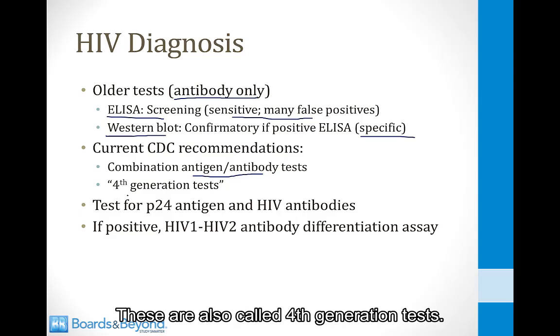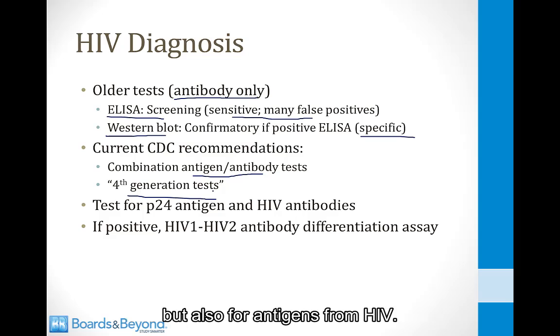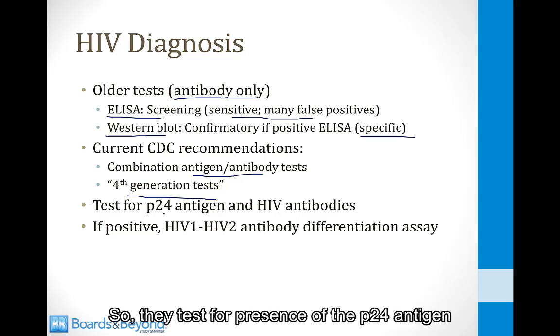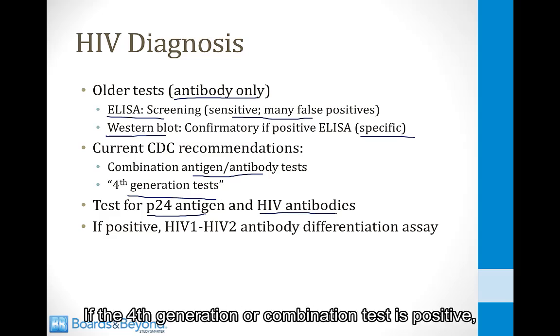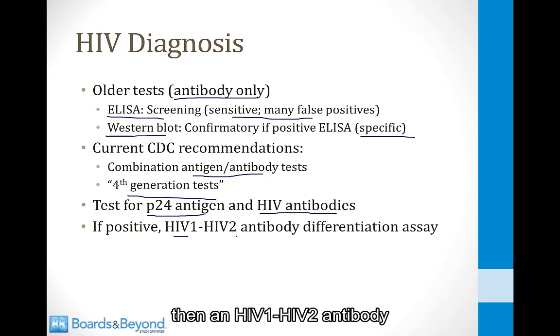These are also called fourth-generation tests. These tests look not only for antibodies but also for antigens from HIV, so they test for presence of the P24 antigen and HIV antibodies, and these are believed to be more accurate for detecting infection. If the fourth generation or combination test is positive, then an HIV-1, HIV-2 antibody differentiation assay is performed.